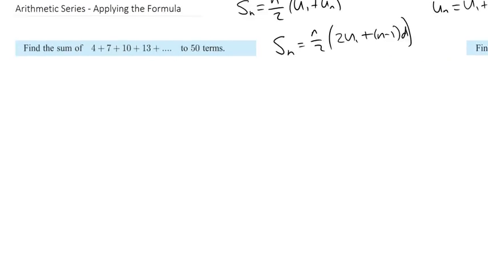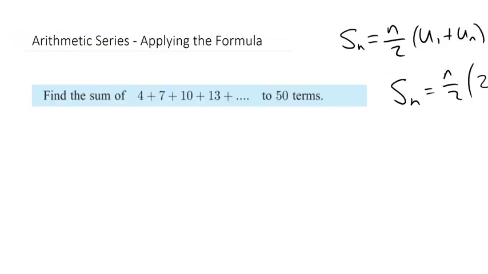So first of all, let's look at this first question. We have to find the sum of 4 plus 7 plus 10 plus 13, all the way up to the first 50 terms. So let's start writing out, as always, what is it that we know? Well, u1 equals 4. That's definitely true. We can see the difference between the terms is 3. We also know it's 50 terms, so we have n is equal to 50.